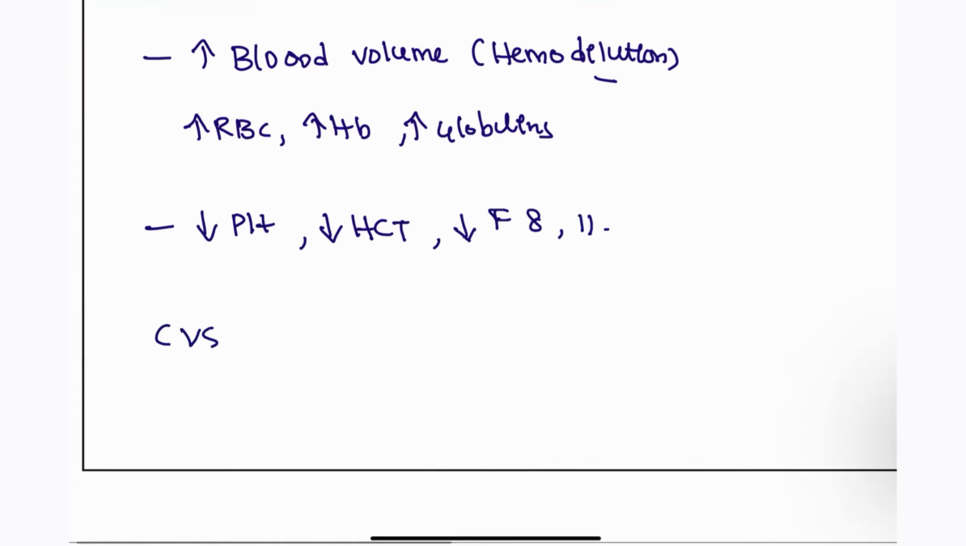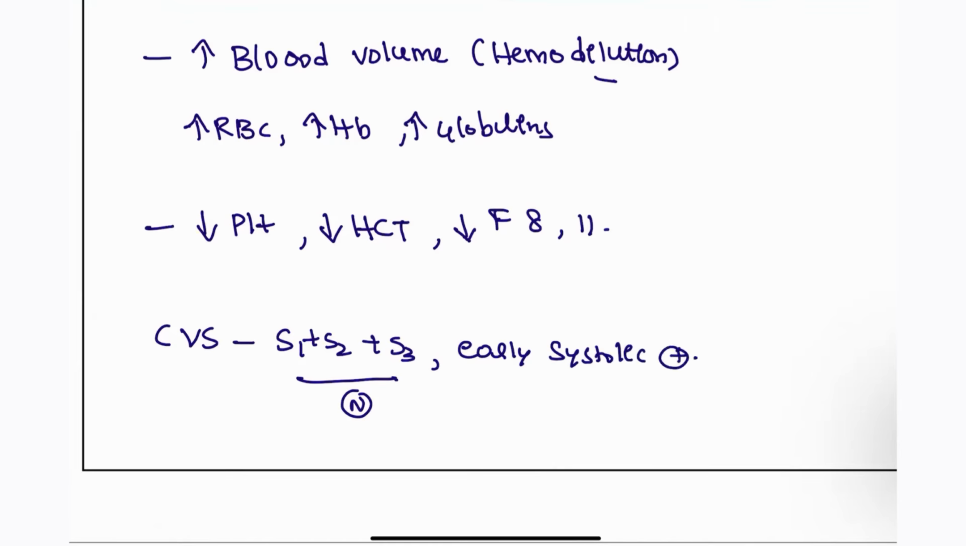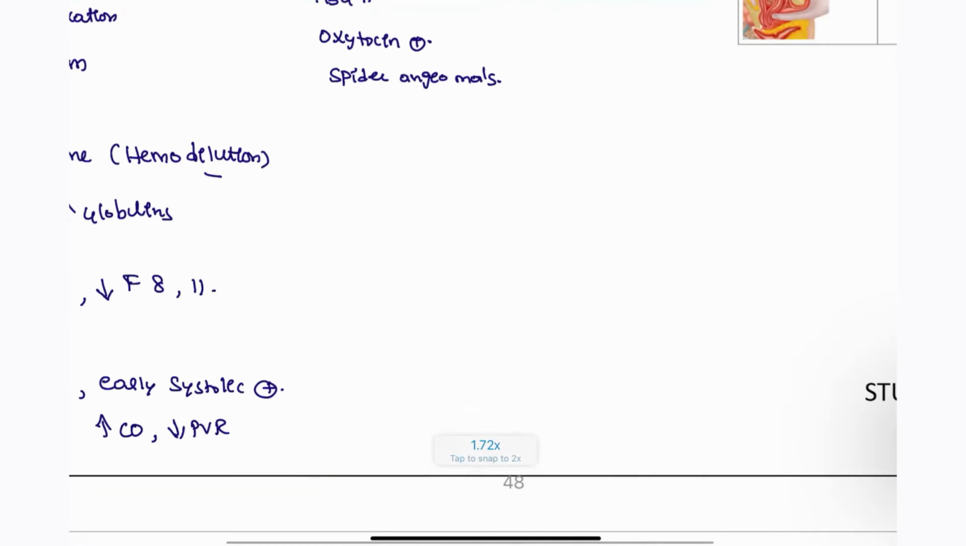Coming to the cardiovascular changes, S1, S2, along with that S3 is also seen, and this S3 is considered normal, and an early systolic murmur will also be present. This is also normal. Increased cardiac output and decreased peripheral vascular resistance. These are the cardiovascular changes that you are going to see.